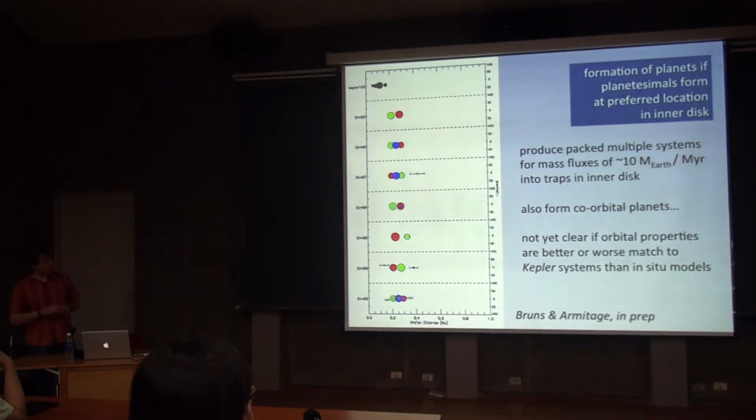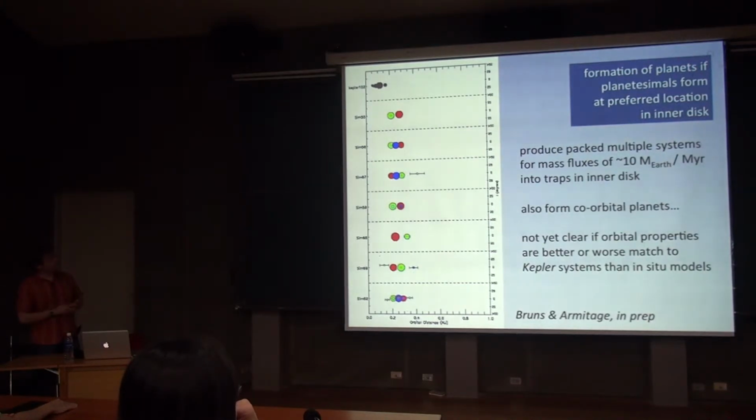So here's just a few examples of this. These are simulations where we started off with all of the material forming at 0.2 of an AU away from the star, so quite close compared to the solar system. And here are just some examples of different planetary systems that we form here if we imagine that about 10 Earth masses of solid material is flowing into the inner disk every million years.